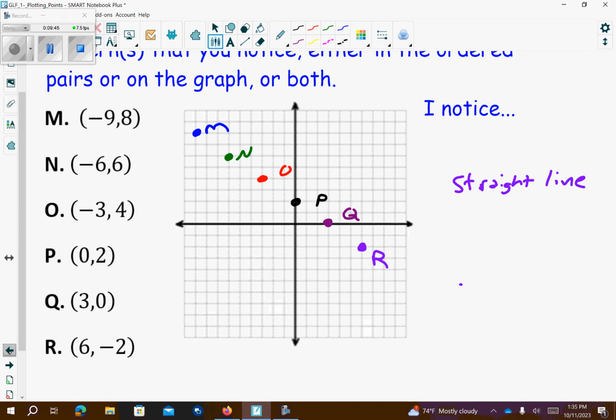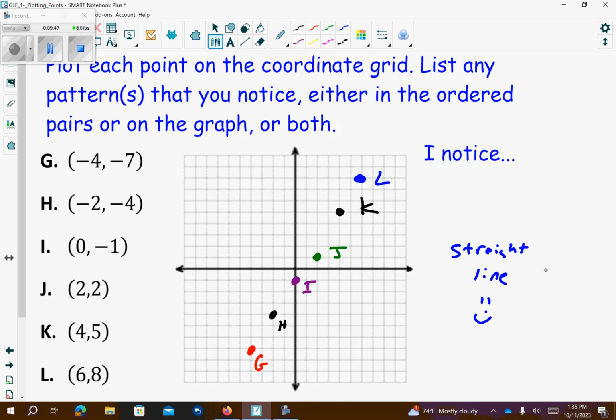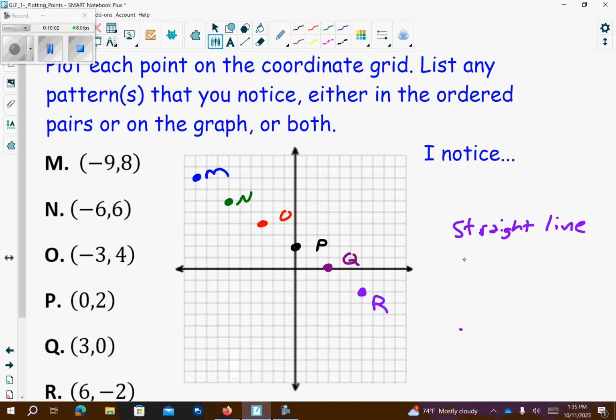Okay, let's go back to the last one. This is a straight line going up as we go right. And then maybe on this one, we could say it's a straight line going down as we go right.